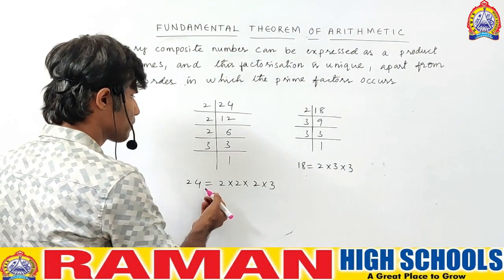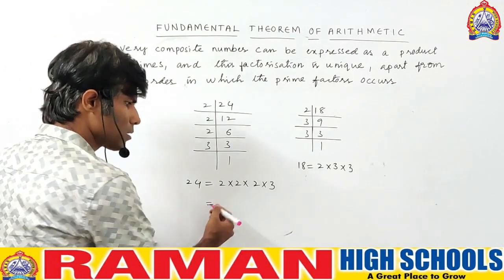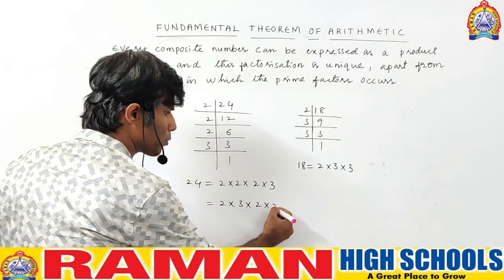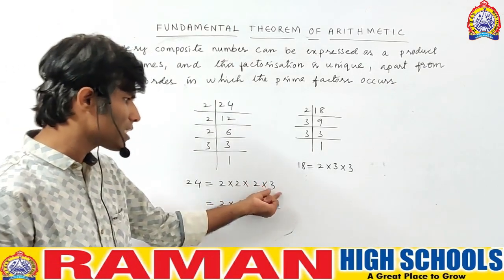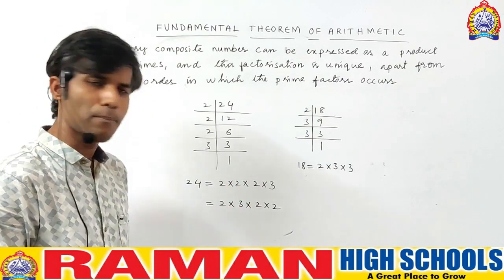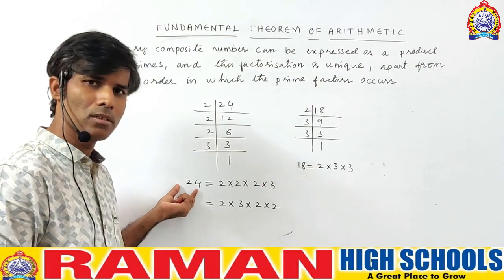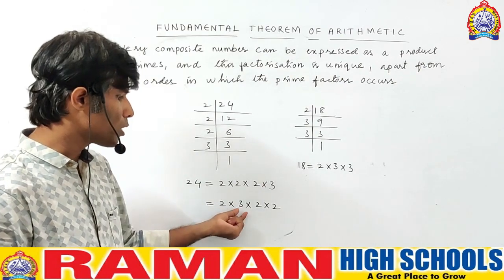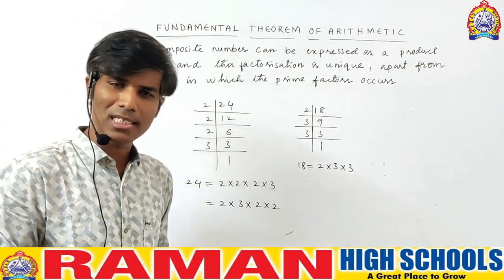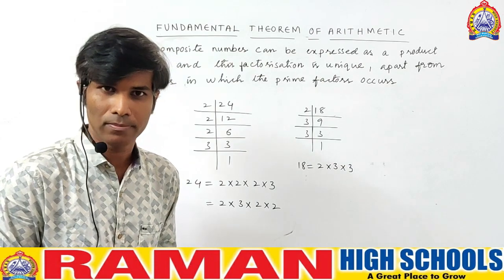And you see, this product of primes can also be written like this: 2 into 3 into 2 into 2. I have just changed the order. If you change the order of prime factors, is there any change in the product? No, because 2 into 3 into 2 into 2 is also 24. If you change the order of prime factors, the product does not change.